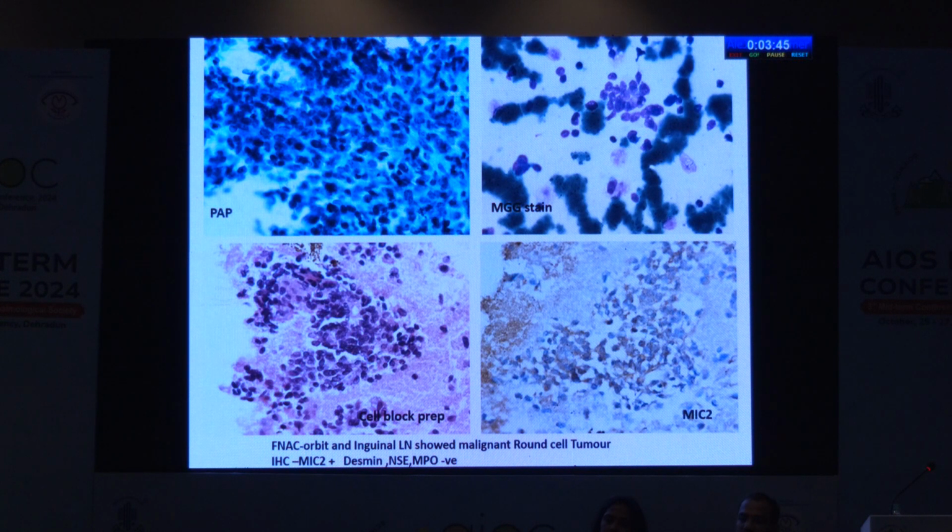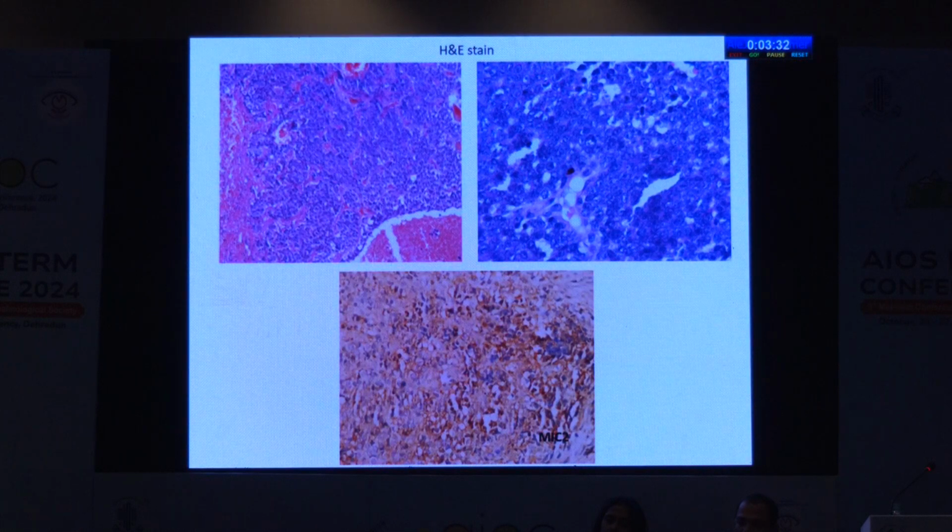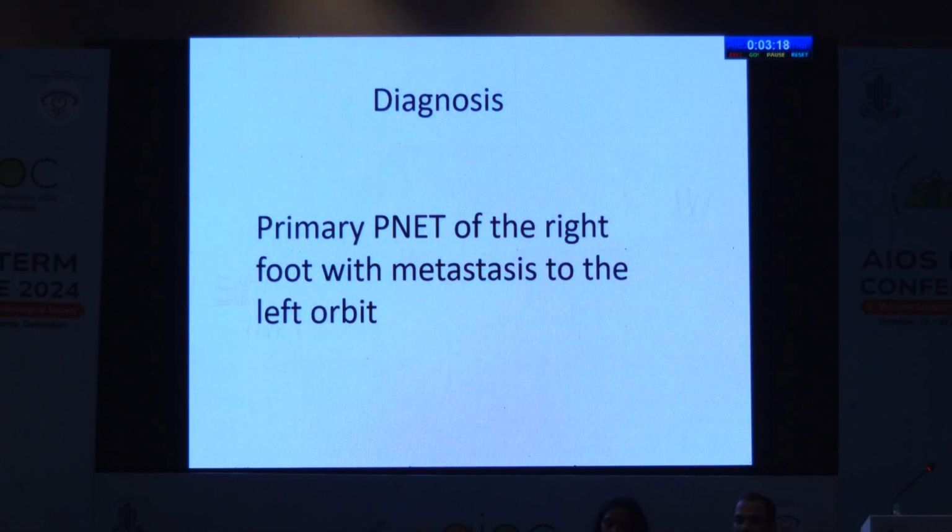And we resorted to immunohistochemistry. Desmin, NSE, MPO, all were negative, ruling out a rhabdomyosarcoma, granulocytic sarcoma. But IHC for MIC2 was positive. So MIC2 is positive in PNETs. So this mass was excised, the entire mass, and in the sections also we saw a round cell tumor with numerous mitotic figures. Again, MIC2 was positive and PAS was negative. So this was a primary primitive neuroectodermal tumor of the right foot with metastasis to the left orbit.